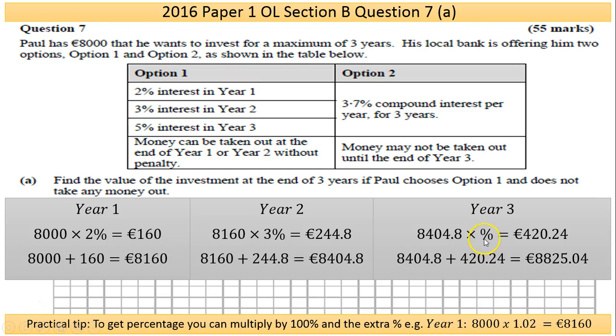That percentage would be 5%. So 5% of 8,404.80 gives you an interest earned of €420.24. We add that back onto our starting balance for that year. We end up with our 8,825.04 after 3 years of saving. So that's it. Okay.